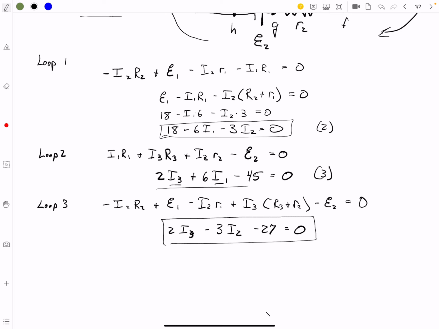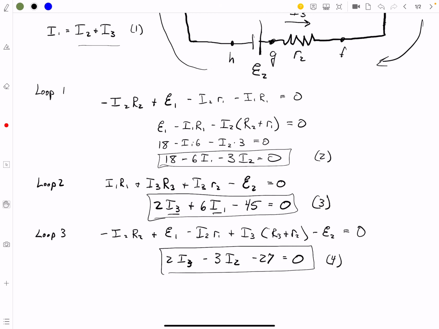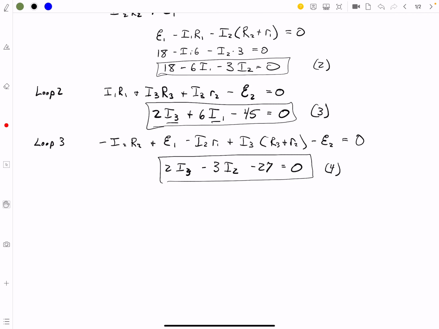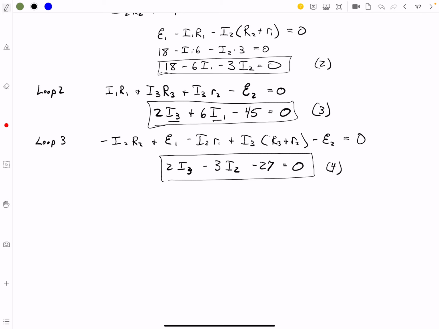And that is yet another equation that we can use, and it's actually a very helpful one. So let's write down I1 equals I2 plus I3 down here. I1 equals I2 plus I3 from our one junction.